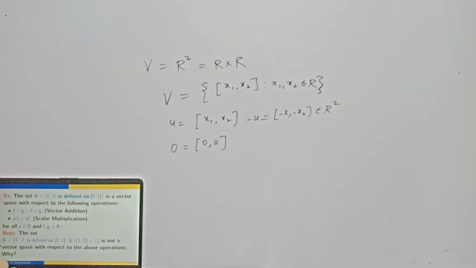But what about this set? Same collection, but now I have imposed one extra condition on each function in this collection. What is that condition? f of half should be 1. Now this set doesn't form a vector space. Can you tell me why?